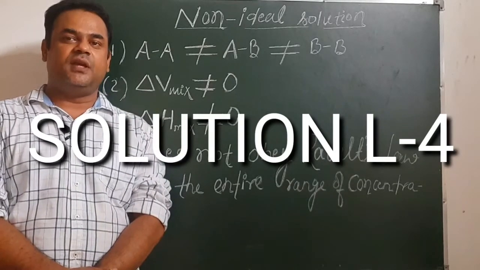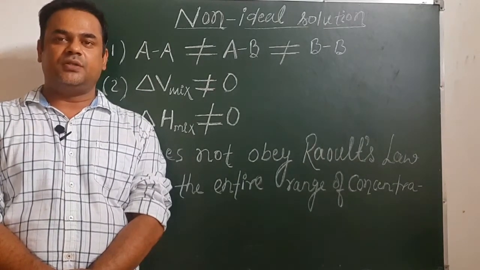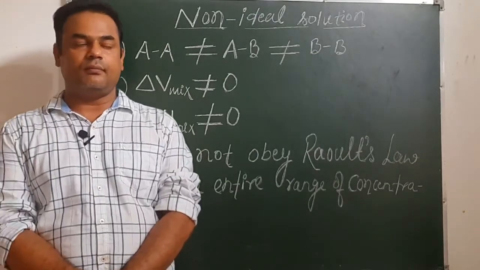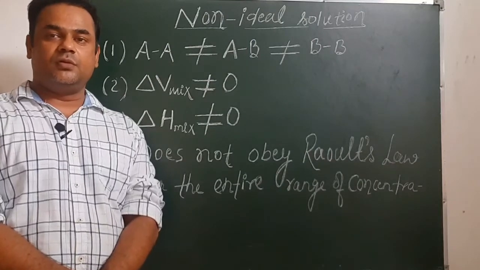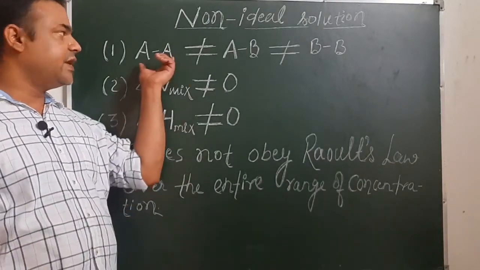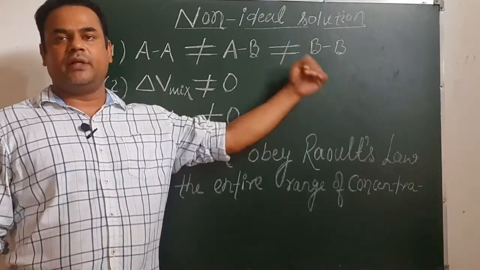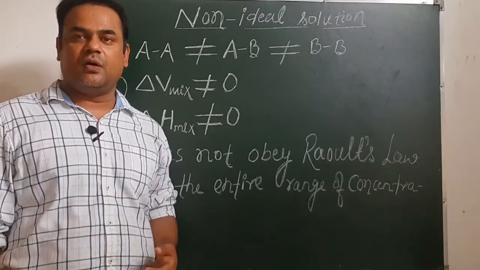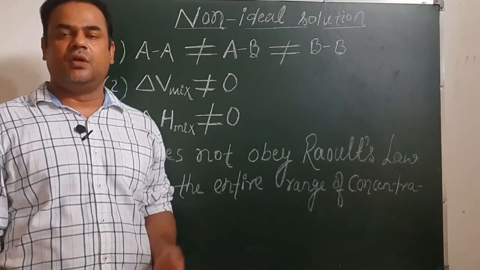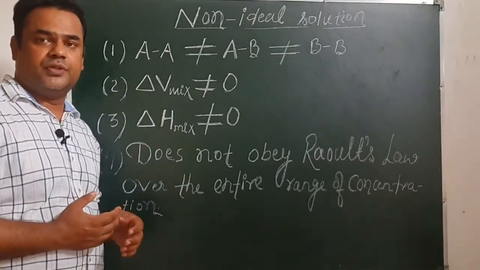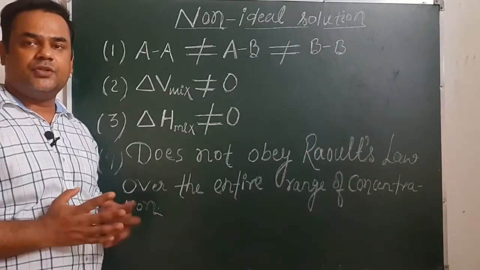Hello students, yesterday we studied ideal solutions and saw their properties. The most important condition for an ideal solution was that solute-solute interaction should be equal to solute-solvent interaction, which should be equal to solvent-solvent interaction. Enthalpy of mixing should be 0, volume of mixing should be 0, and it should follow Raoult's law in the entire range of concentration.